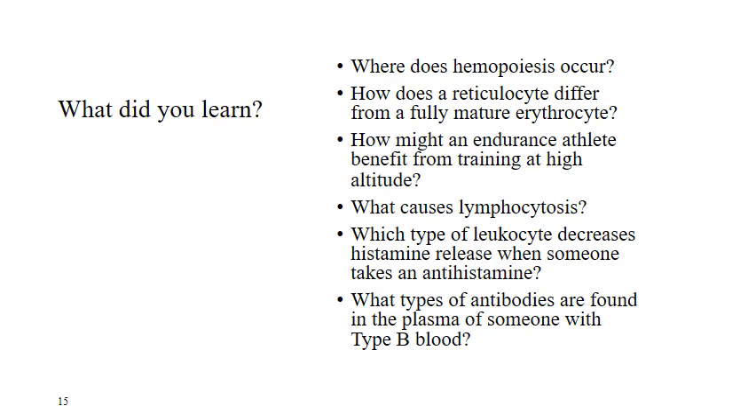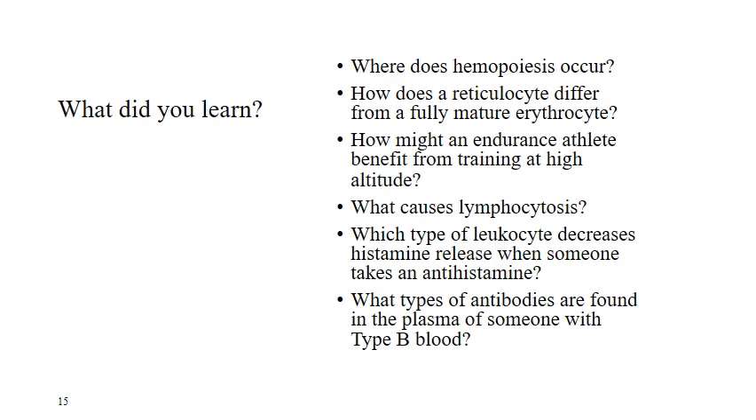And then just kind of going over what we learned in this little lecture here. So where does hemopoiesis occur? It's going to happen in specific bones that have red bone marrow. For example, the femur, the humerus, and the coxa, the os coxa. How does a reticulocyte differ from a fully mature erythrocyte? So remember, the reticulocyte is right before the mature erythrocyte. It's going to lack organelles, except it's going to have more of those ribosomes to make the protein hemoglobin.